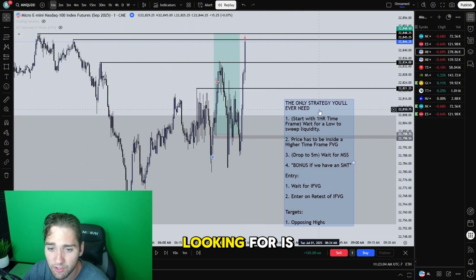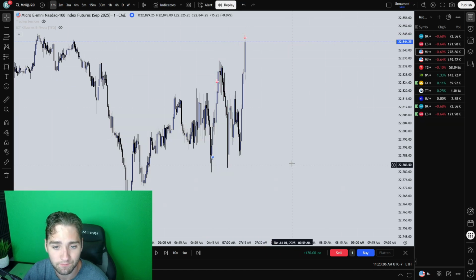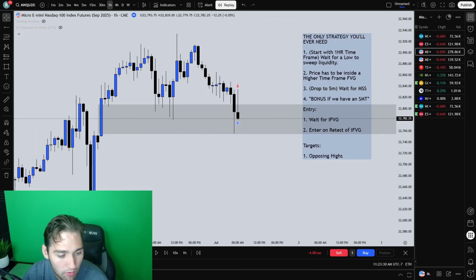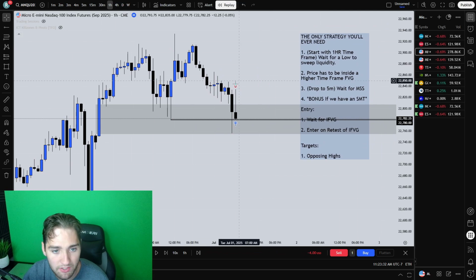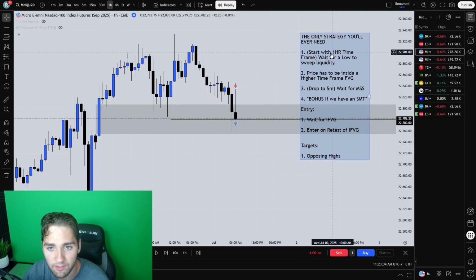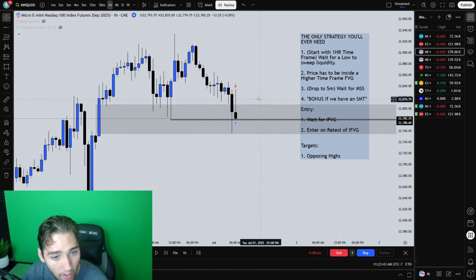This is all you're looking for, literally. So what do we look for? Well, look at right here. We look for this low to get swept, followed by, right? We got that low of liquidity, swept. Okay. We had price come inside our higher time frame fair value gap. Boom, right here. It's in our fair value gap as this low got swept.